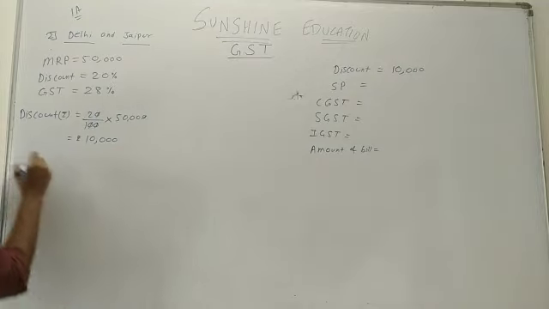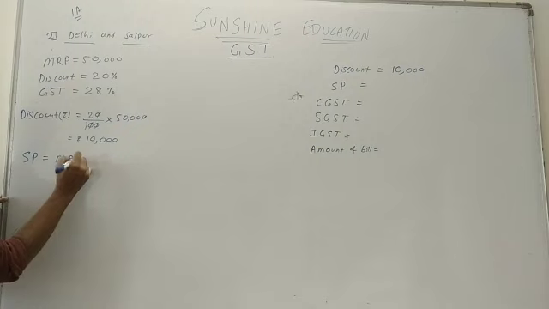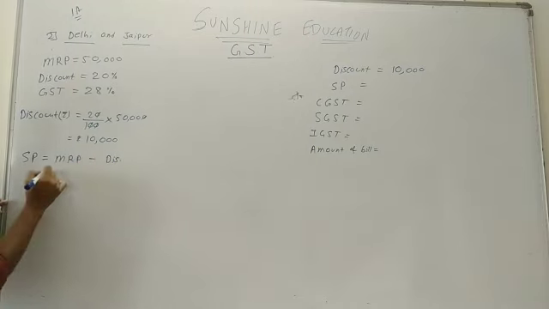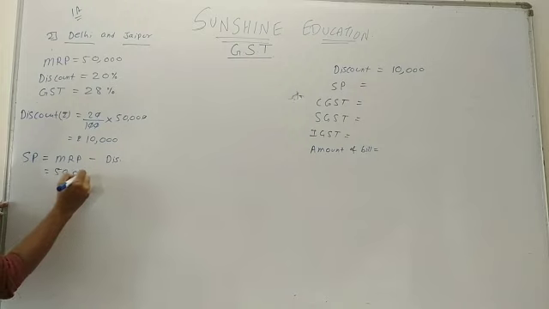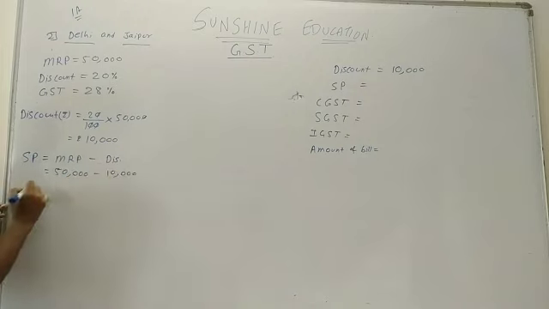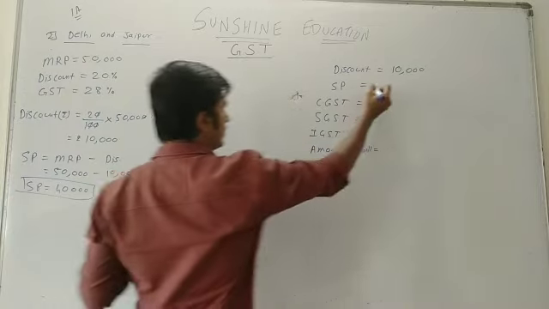Now the selling price will be: selling price is equal to MRP minus discount. What is MRP? 50,000 minus discount of 10,000. So the selling price will be 40,000.